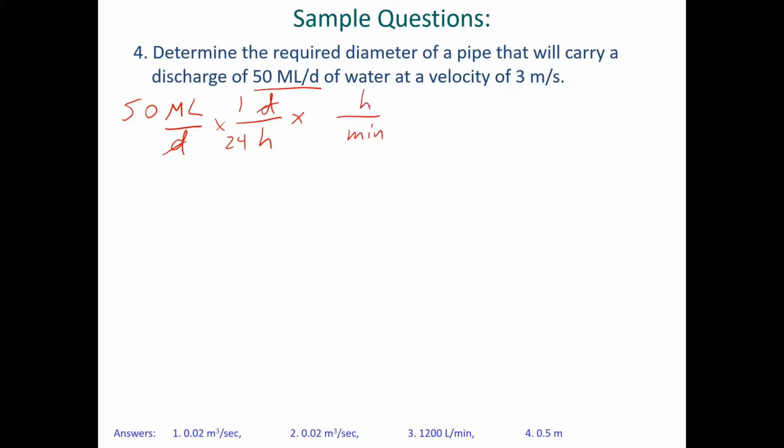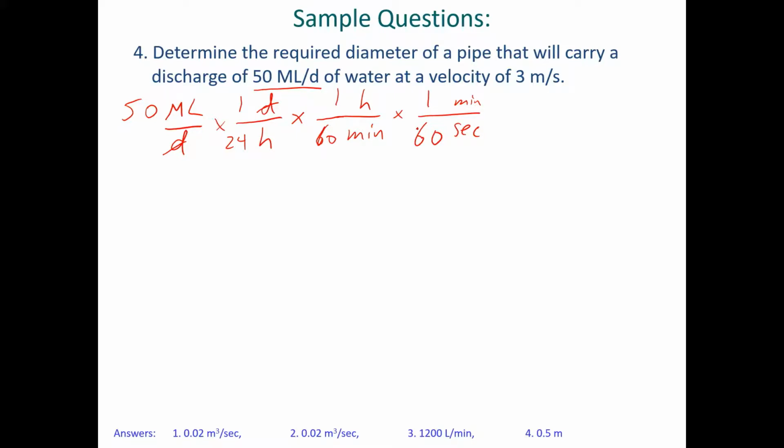So then you convert hours to minutes, but if you can do it all in one step, then all the power to you, right? It's a lot simpler. 1 hour is 60 minutes. And then of course we're going to convert to seconds, so that's minutes to seconds, and 1 minute is 60 seconds. So that's the first part of the conversion.